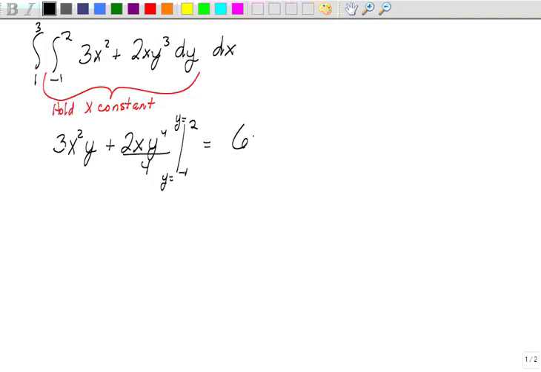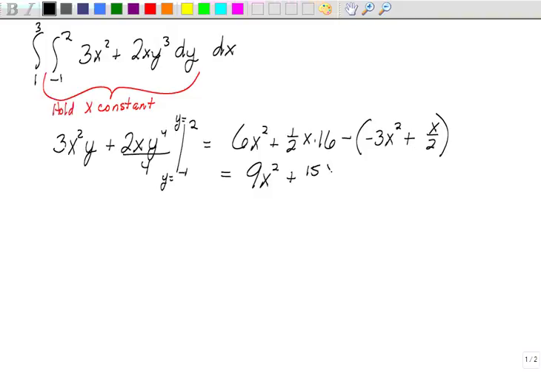I get 6x squared plus half x times 16, minus, now I'm substituting -1 in for y. Okay, simplifying that, I get 9x squared, and that's 16 over 2 minus a half, so that's 15x over 2.